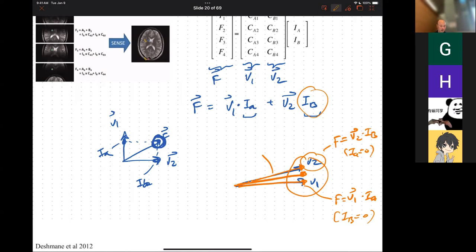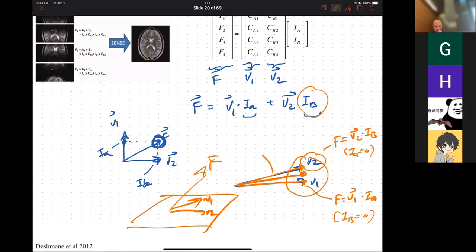Yes, there can be cases where we get the exact solution. In this case, I've drawn everything in 2D, but in general, the model space and the measurement space are going to be different. So in general, you're going to end up with something like this: F is going to be out here, and V1 and V2 are here. But the same principle applies.